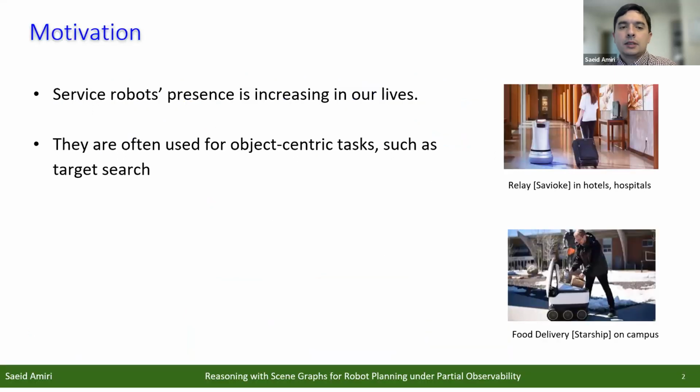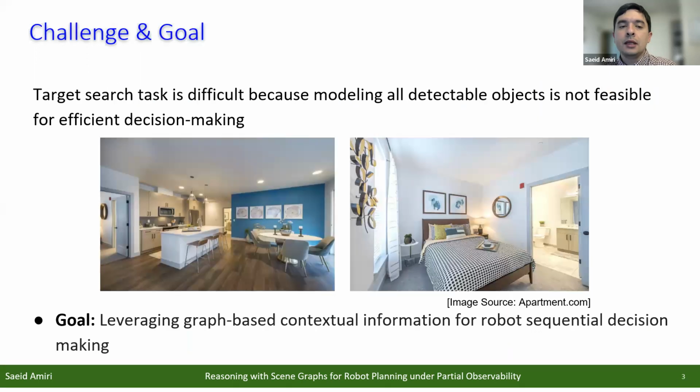There has been an increase in the number of service robots in our daily life, and such robots are often used for object-centric tasks such as target search. But a challenge for such robots is that they cannot involve all surrounding objects in their planning model in order to make decisions, mainly because real-world environments are often filled with many objects.